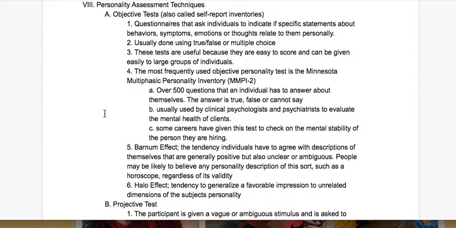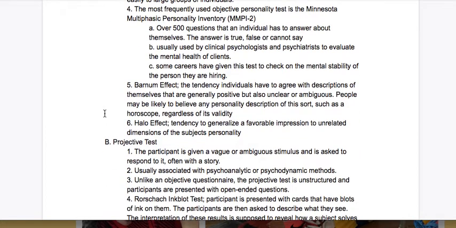Some careers have given this test to check on the mental stability of the person they are hiring, meaning if the person cannot complete the test itself, then maybe they don't want to hire them. Another example of the questions that would be on there is, I do not tire quickly. Like, I do not get tired quickly. True, false, or cannot say. Or, I am sure I am being talked about. True, false, or don't care, or cannot answer. Those type of questions.